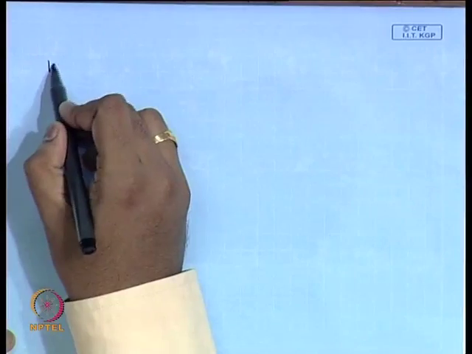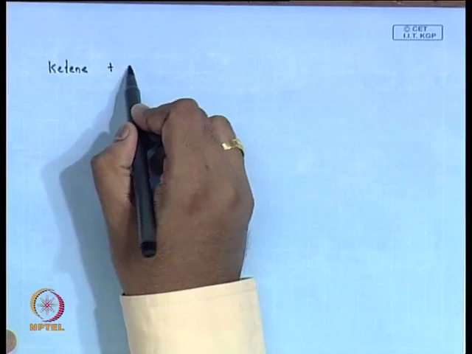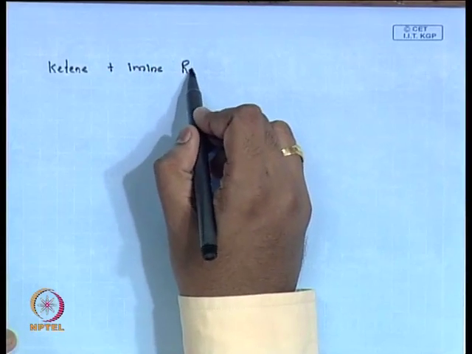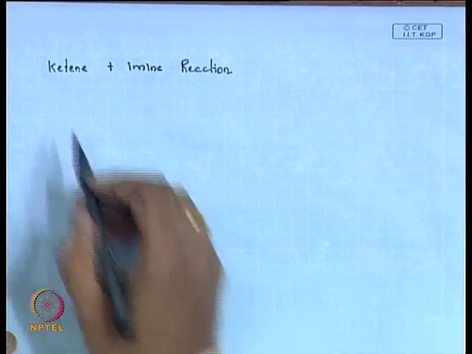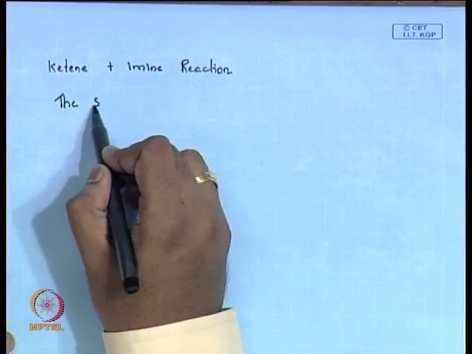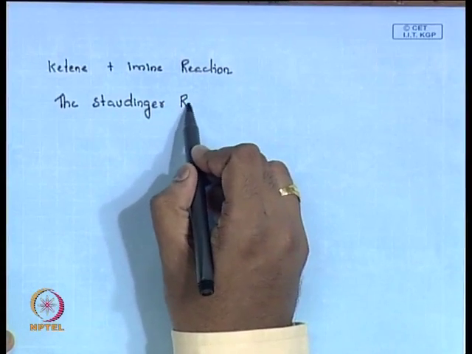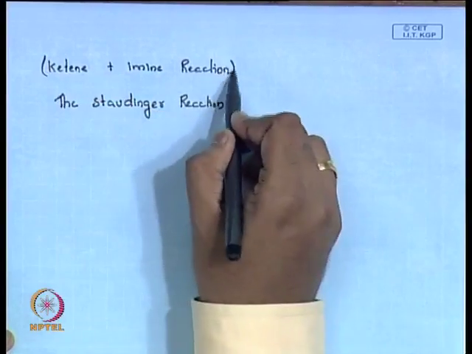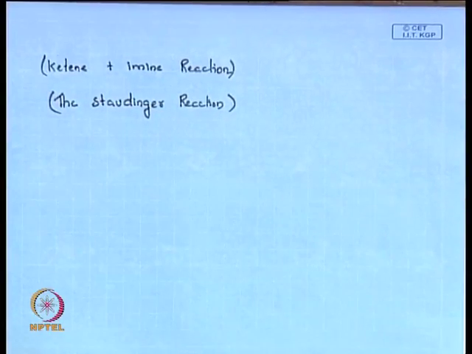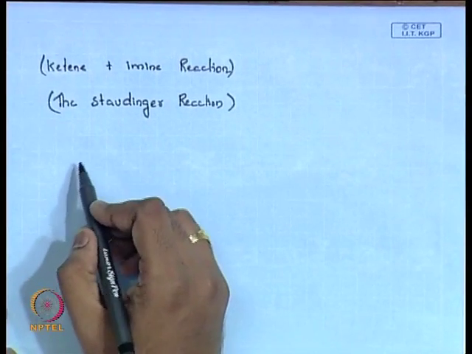Now, we will get into another reaction, which is ketene plus imine systems, very important. What do you call them? Ketene plus imine reactions. You can call them Staudinger reactions, right? Most of the time you call them ketene plus imine, the famous Staudinger reaction, to give you beta lactams. So, we will take one example and try to understand it.